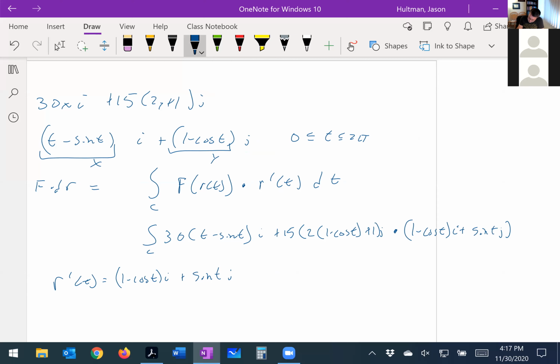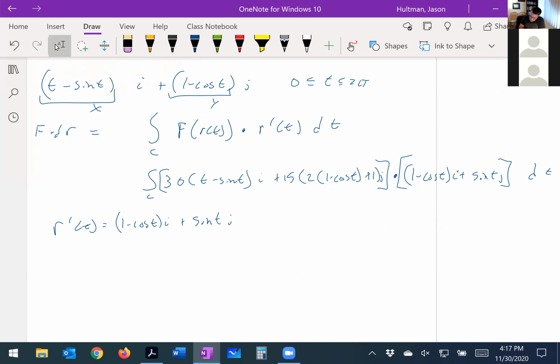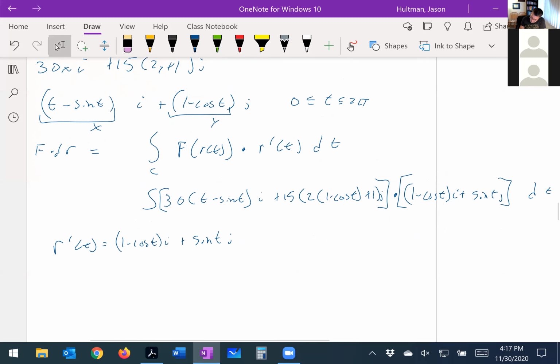Sine tj, and then that's just dt. We've got to dot this thing, though, right? So it's dotted with this guy, dotted with this thing. We have to do x's with x's and y's with y's. And we already know what C is at this point. C is in terms of t, and the limits for t go from 0 to 2 pi, right? So we do know what our limit is there: 0 to 2 pi.